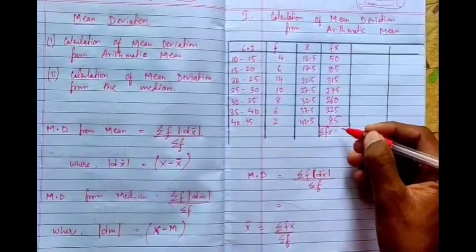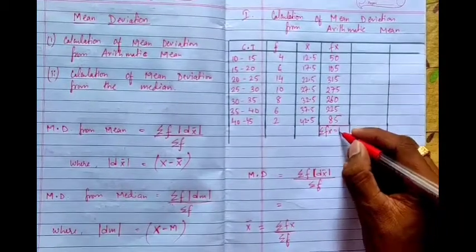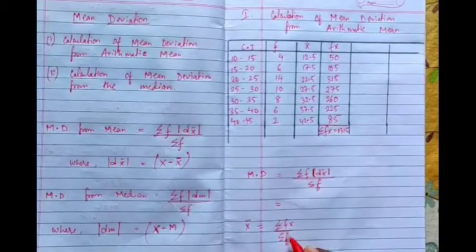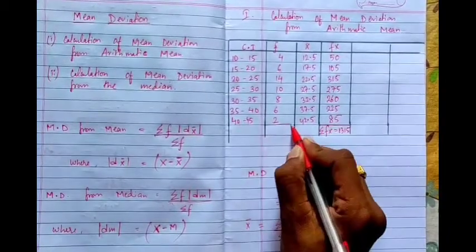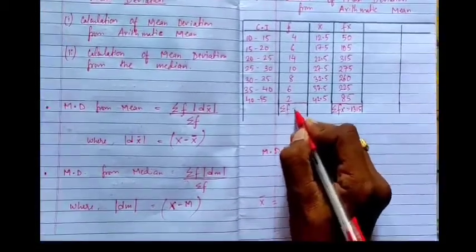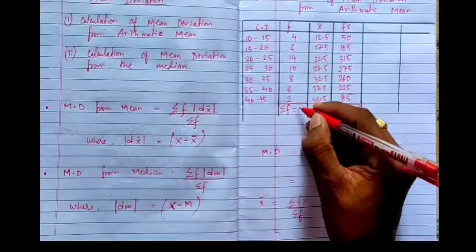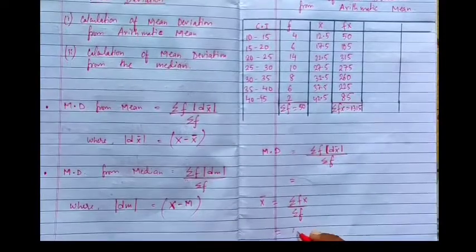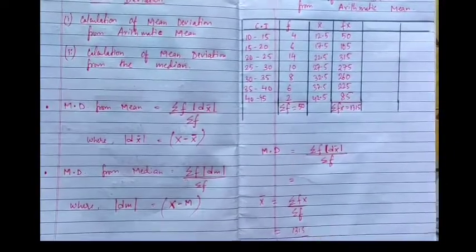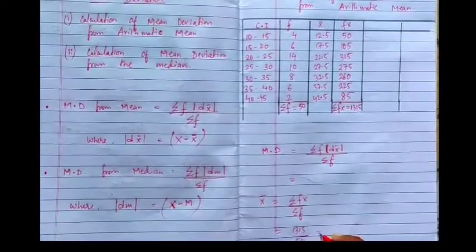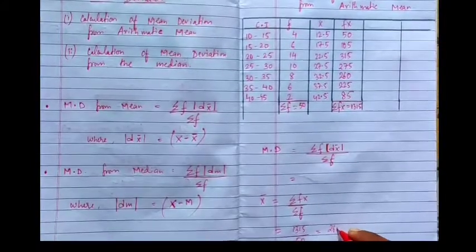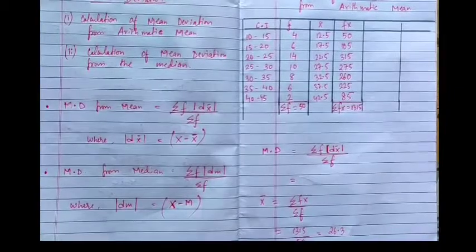Now we total this, and you can use a calculator. You will get summation fx as 1315. And what else do we need? Summation f, the total of the frequency column. When we total it, we get 50. So we'll put the values now: summation fx 1315 divided by 50. After division, we will get 26.3. You can use a calculator, students.